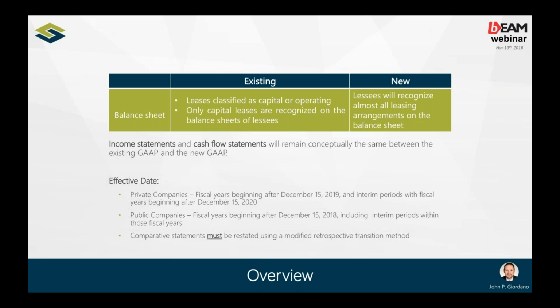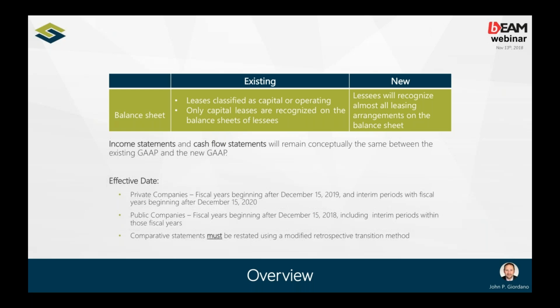So that was the old, and if we just move on to the next slide, you'll notice I have outlined here under the existing guidance, as I alluded to, lease classified as either a capital lease or an operating lease. And under the existing guidance, only capital leases are recognized on the balance sheet of lessees. Under the new guidance, lessees will recognize almost all leasing arrangements on the balance sheet, which will result in more assets to be accounted for in your fixed asset inventory register to be tracked by management and depreciated.